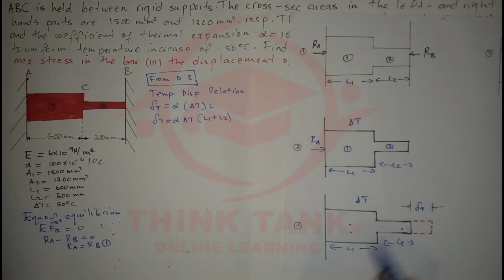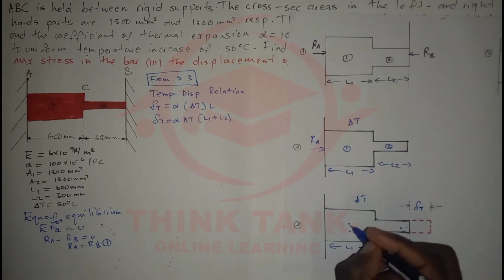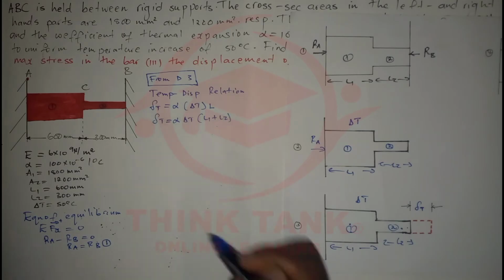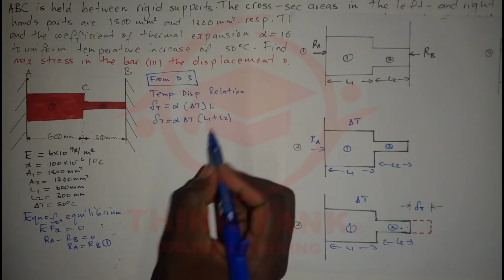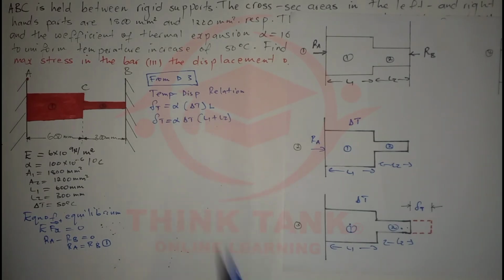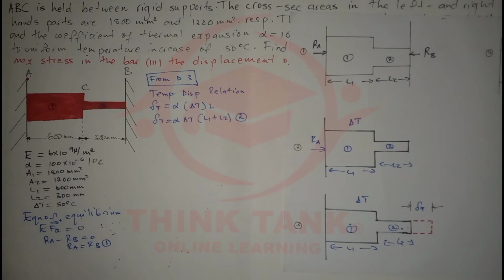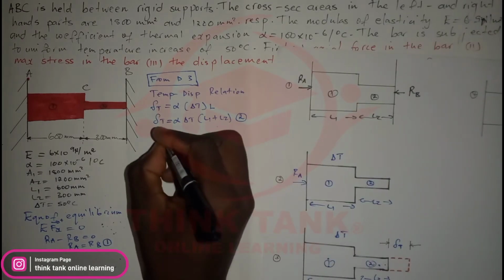We can just find the change of length due to temperature of part 1 plus the change in length due to temperature of part 2, and add them together. But the other way that you can do is just to do the shortcut. Okay, and I'm going to call this the second equation, since I said the earlier one was the first equation. Now let's go to diagram number 4.